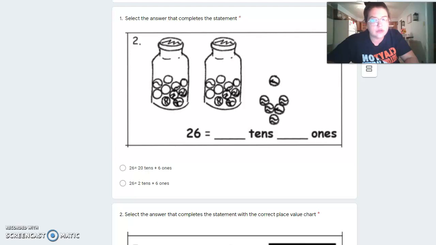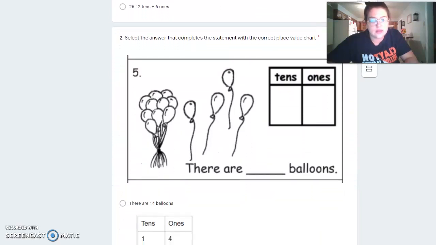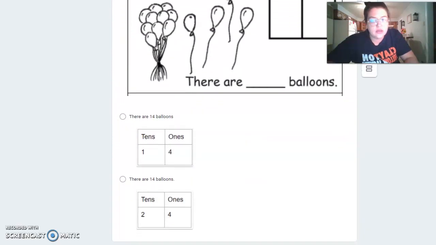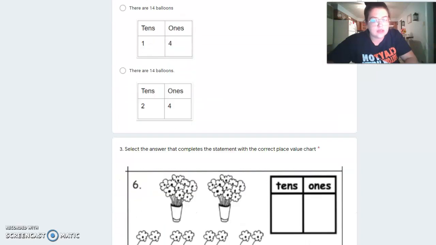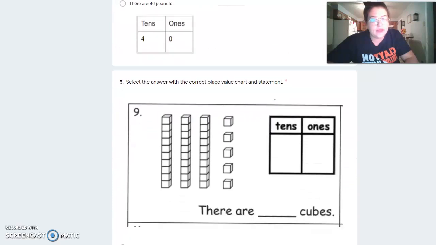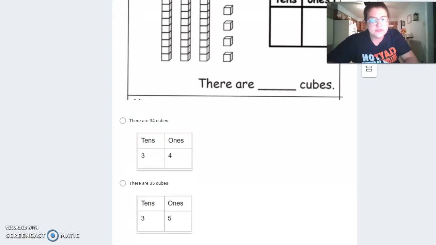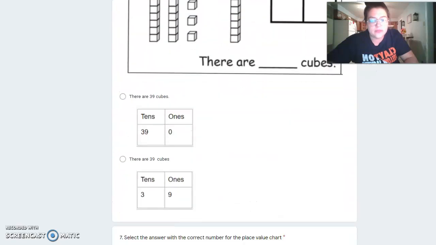So you guys will just go through. You're going to look at the problem and then select the correct answer. And so these are going to resemble the problems that I just went over in that slideshow with you guys. Okay, there's your place value chart and then the statement. So you just select the correct one. And you're going to do this whole problem set, and there's your quick tens and ones. Same thing as we did on the PowerPoint.